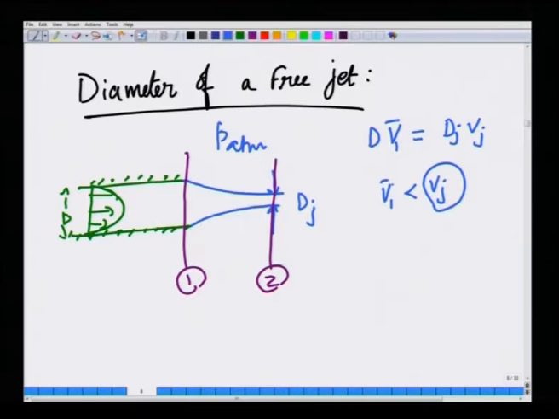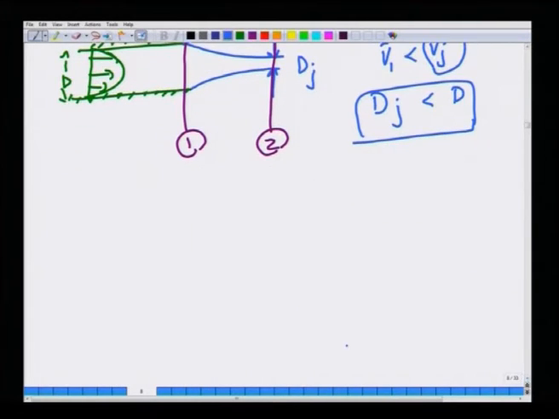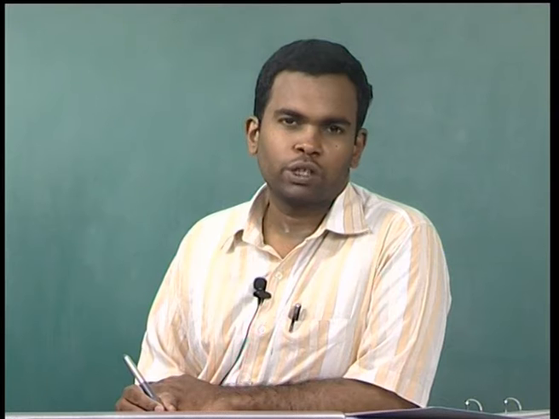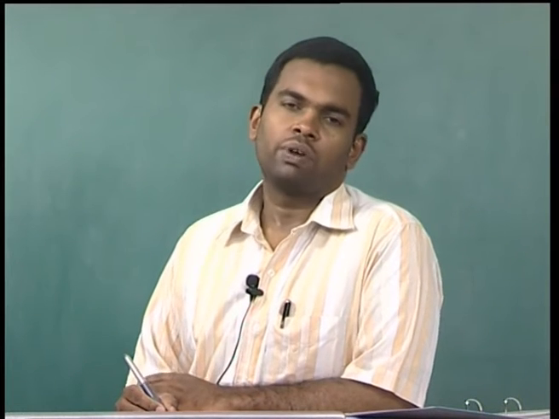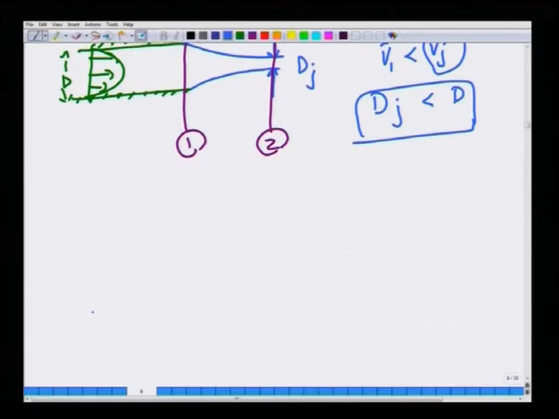So at steady state, the mass conservation states that d times v1 is equal to dj times vj. Since v1 is less than vj, that implies that dj has to be smaller than d, that is, the jet diameter will become smaller than d. That is from physical considerations. So how do you estimate or come up with an expression for the jet diameter? For that, we can either use the integral energy balance or the integral momentum balance. So I am going to demonstrate both.